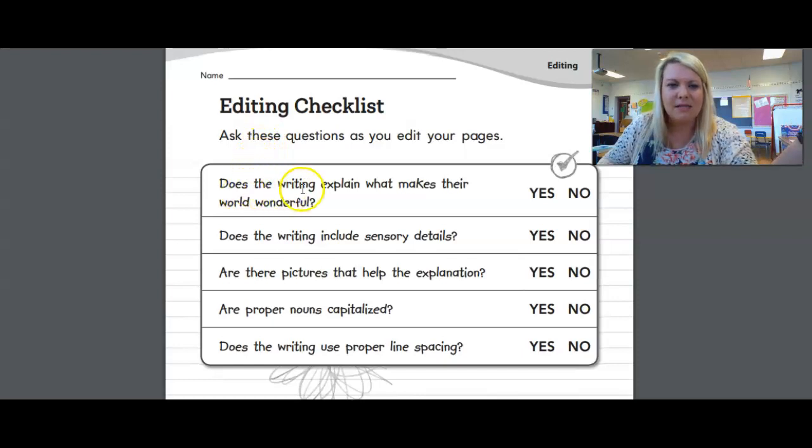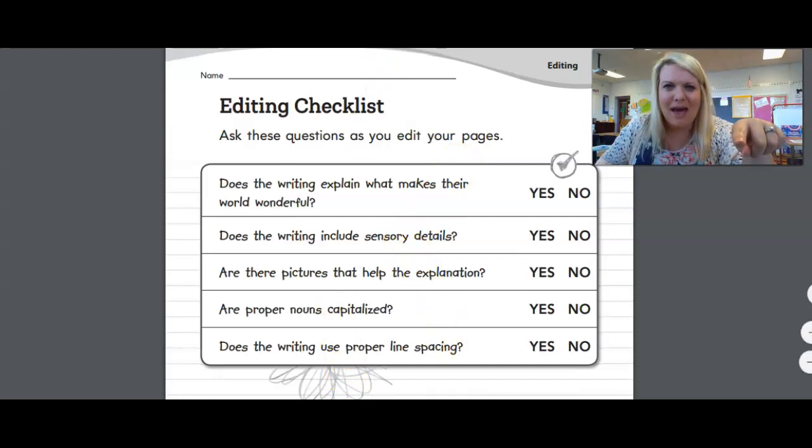So the first one was, does the writing explain what makes their world wonderful? So I've got to make sure I'm really explaining what makes my world wonderful. Does it include sensory details? Remember, we talked about the 5 senses that we can use to describe something in our world. Are there pictures that help the explanation? We talked about how our pictures can add detail without even adding anything with the words. Are proper nouns capitalized? And does the writing use proper line spacing? So you got to make sure you have spaces between those words. Okay, so that's helpful to know because now I'm going to edit and revise.